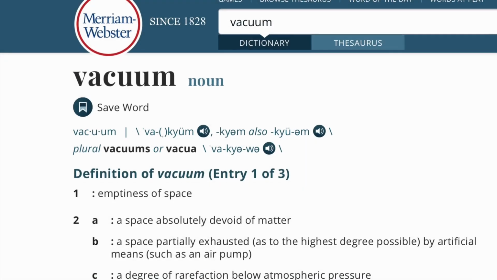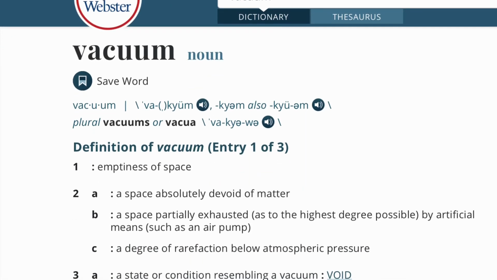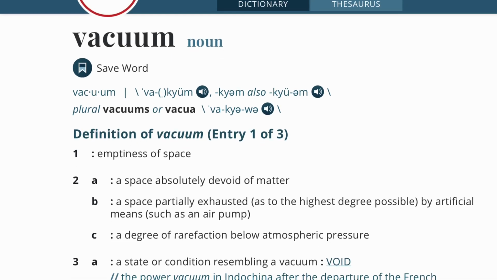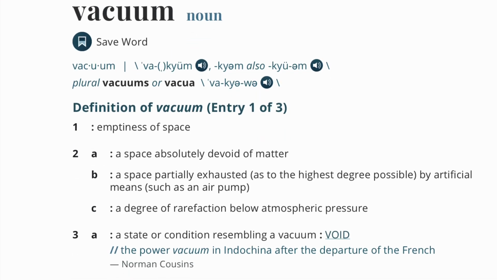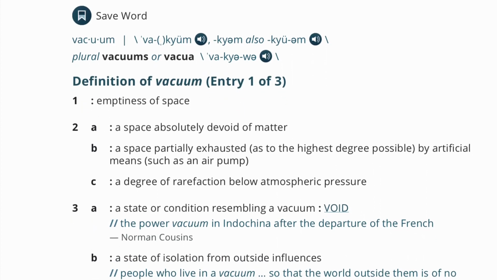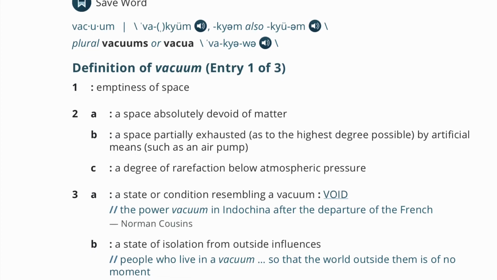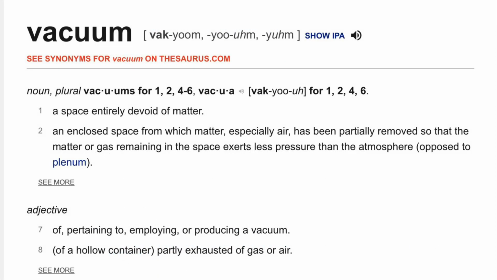What is a vacuum? Let's find out once and for all. Webster's: emptiness of space, a space absolutely devoid of matter, a space partially exhausted to the highest degree possible by artificial means such as an air pump, a degree of rarefaction below atmospheric pressure, a state or condition resembling a vacuum, void. Void of what?